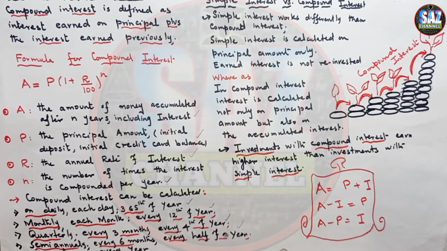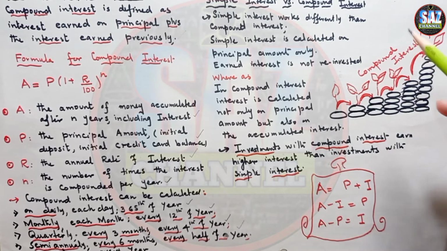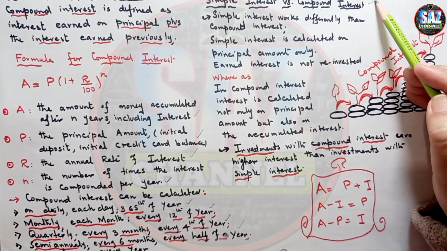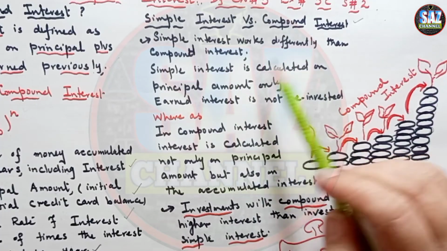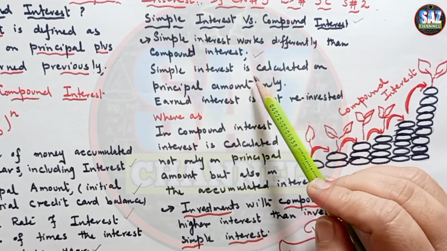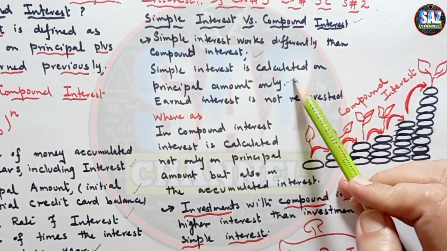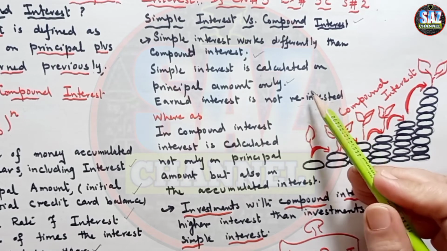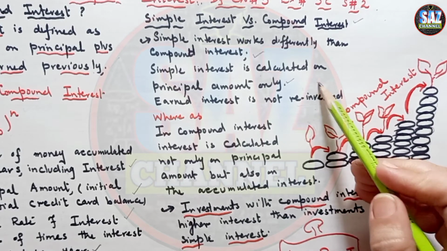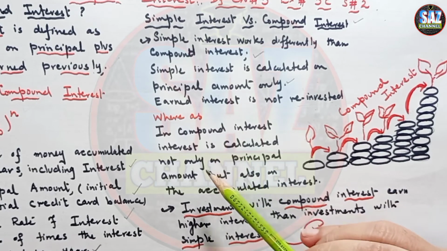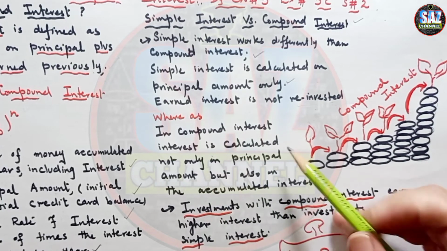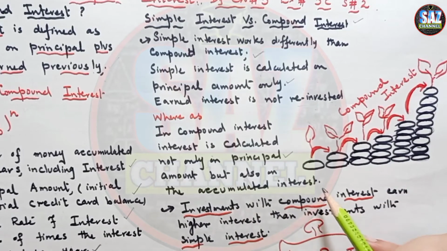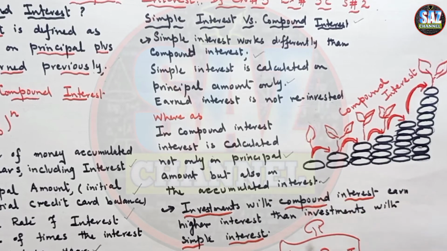Now, although both are interest, what is the difference between simple and compound interest? Simple interest works differently than the compound interest. Simple interest is calculated on the principal amount only. Earned interest is not reinvested in the simple interest. It's really important to understand, whereas in the compound interest, interest is calculated not only on the principal amount but also on the accumulated interest as well.